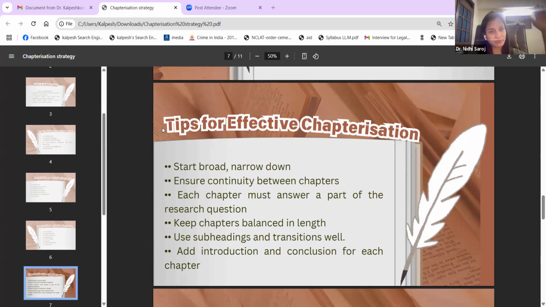Once you do your tentative chapterization, after that, when you are working on the chapters, I will suggest that before you start writing, you first structure the chapter. We structure the whole thesis at the very introduction level. When we start writing the chapter, we need to do sub-chapterization.